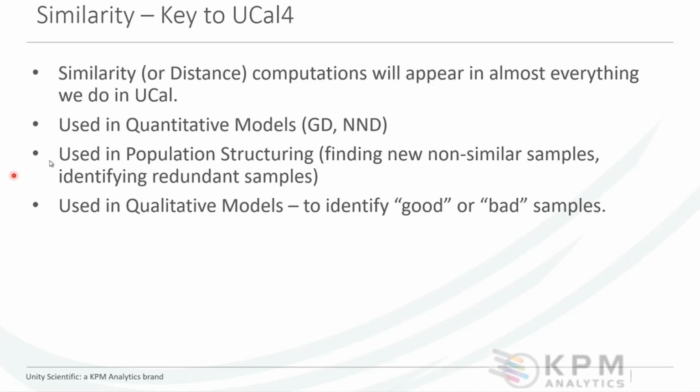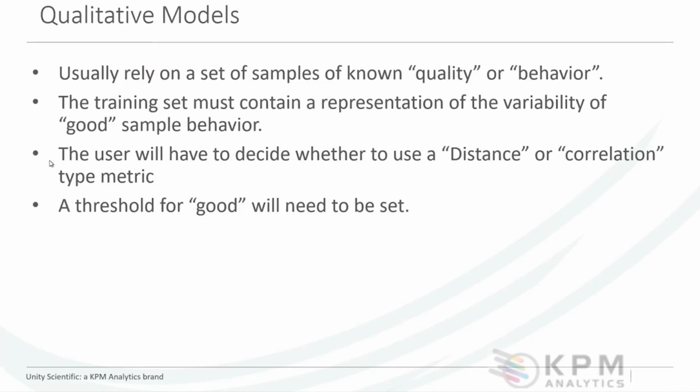We will be using this similarity to determine unique samples, in other words, ones that are not similar, but we will also use it for finding new non-similar samples. So we will be able to determine and manage our calibration expansions very efficiently based on similarity measurements. We're also going to use it in qualitative models. And this is sometimes called good product, bad product, good samples or bad samples. So we will use these types of measurements in multiple areas.